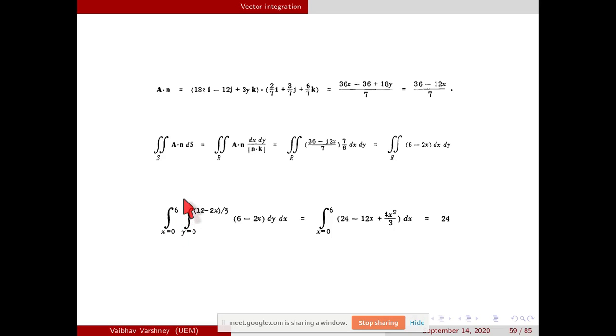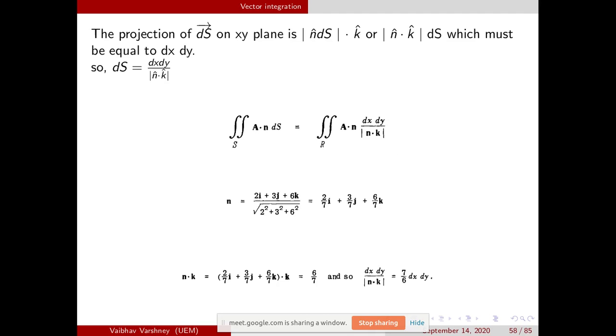Now clear? It will take some time for you to grasp this because it's a proper new concept. Just go through this surface integral in the next slide.